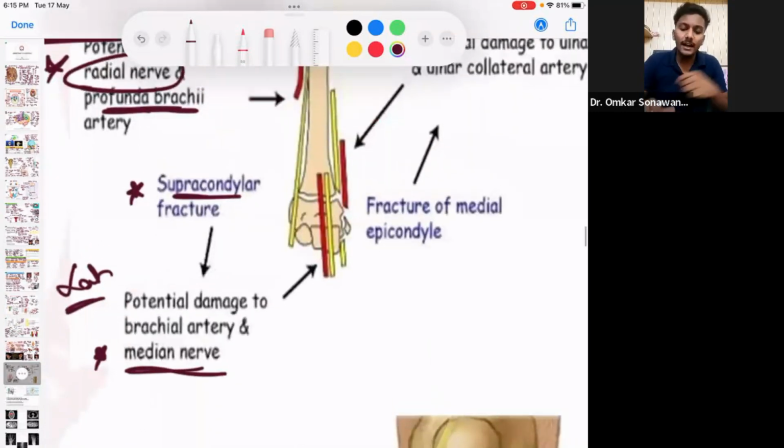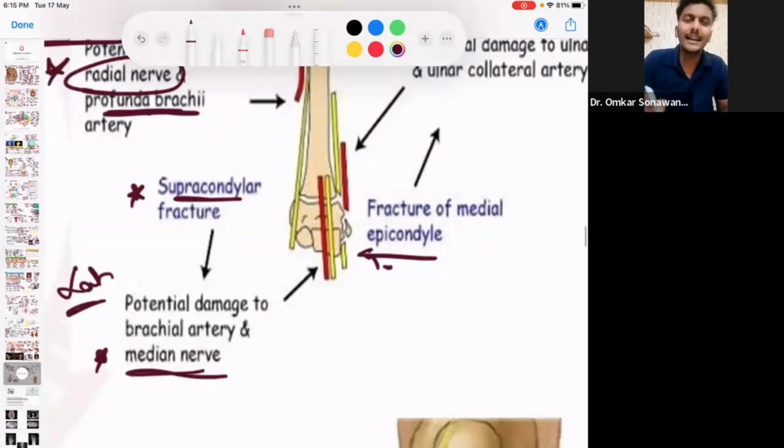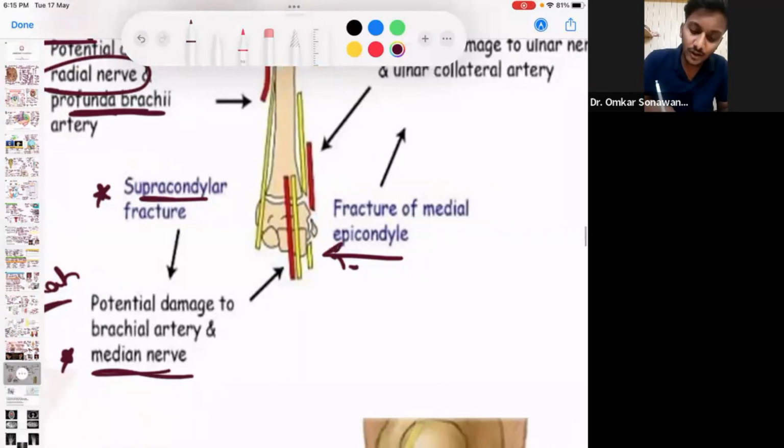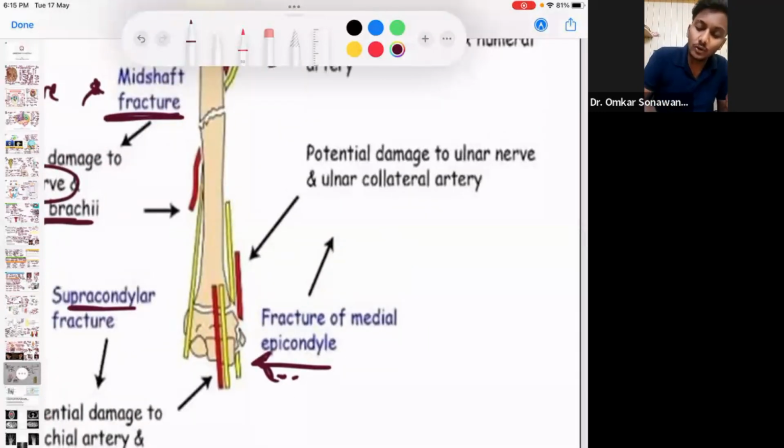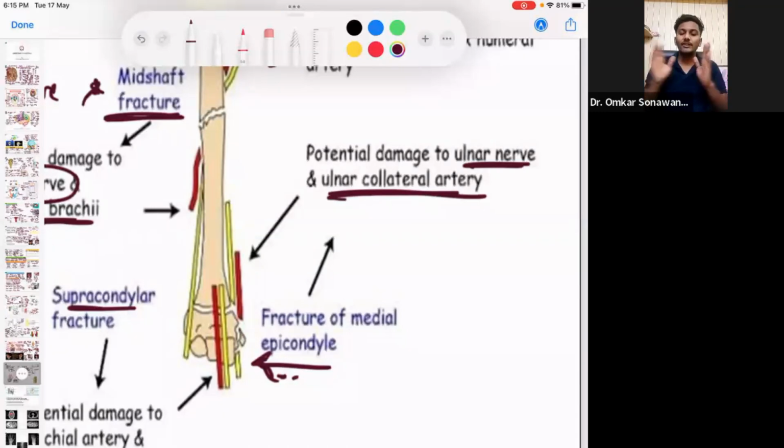So ये question आया था. They have marked the medial epicondyle, and they have asked which nerve lies in close relation to this structure. The nerve which lies in close relation to the medial epicondyle is the ulnar nerve. And which artery? Ulnar collateral artery. So medial epicondyle, which two structures? Nerve is ulnar nerve. Artery is ulnar collateral artery.